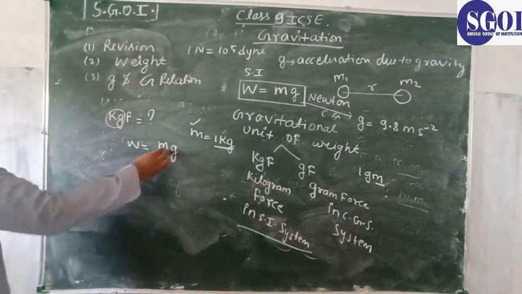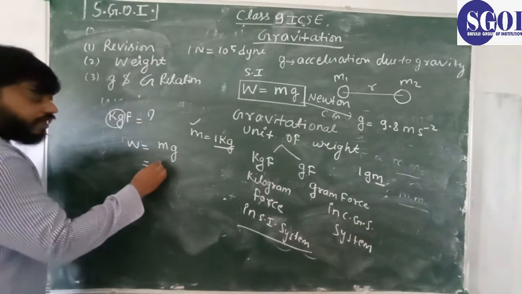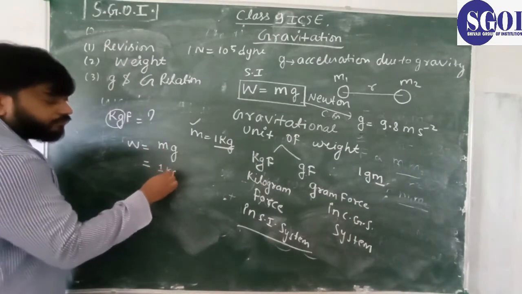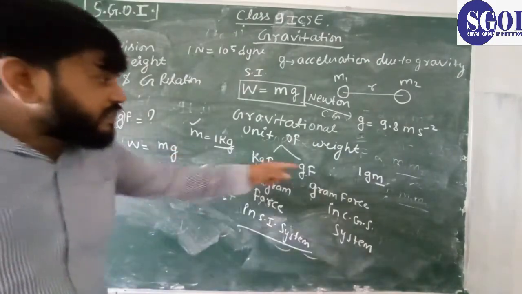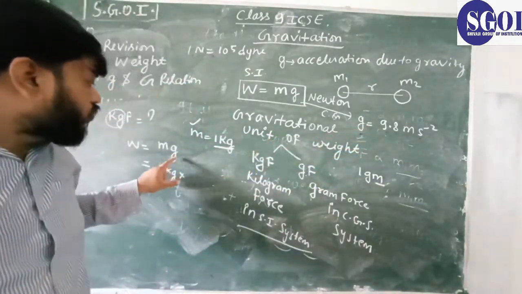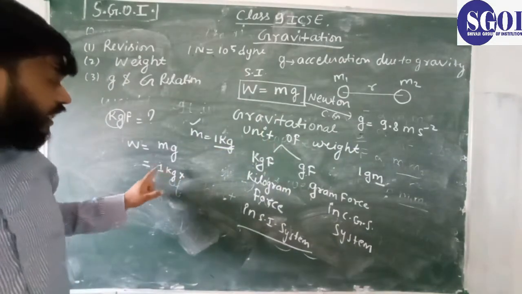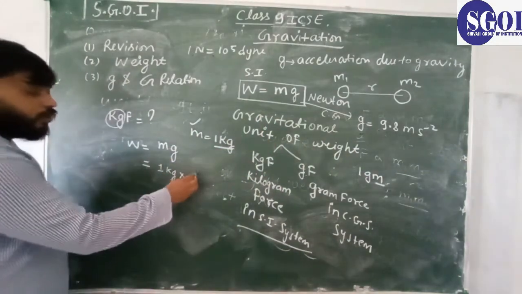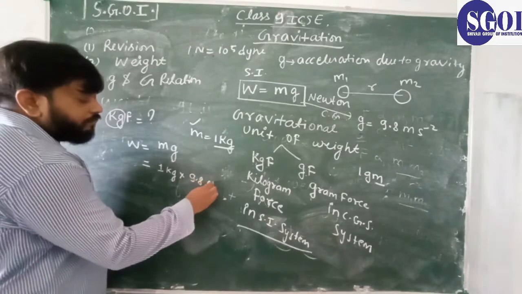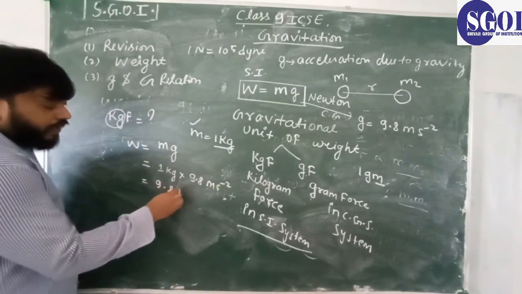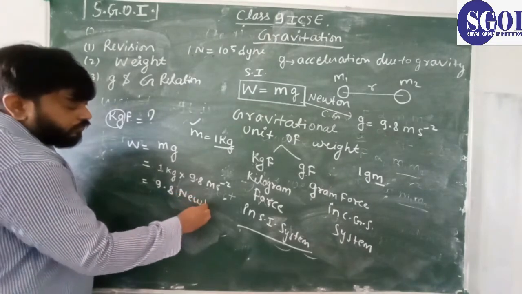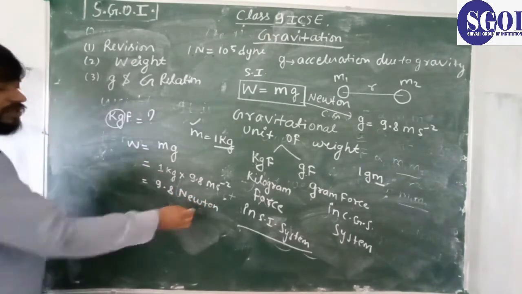Now here you can see that mass is 1 kg into, if we put the value of g, that is 9.8, the answer would be in Newton, that is 9.8 meter per second square. So the answer is 9.8 Newton, because the SI unit is this.